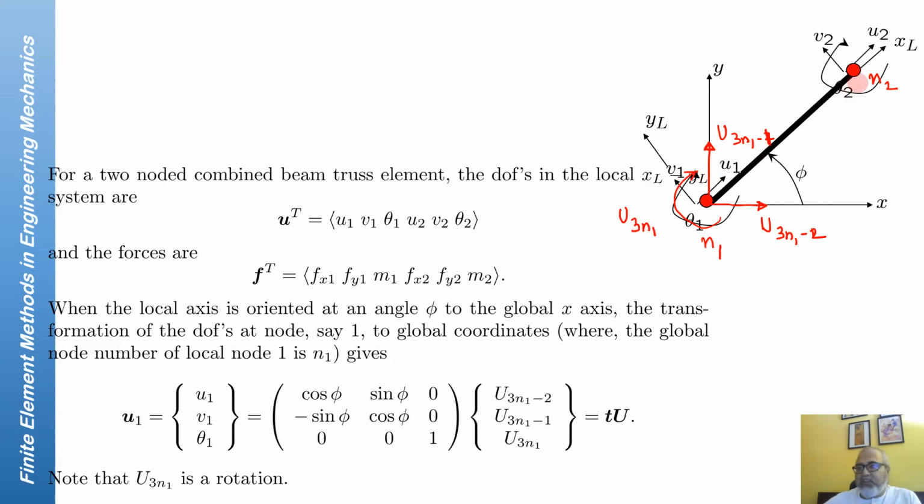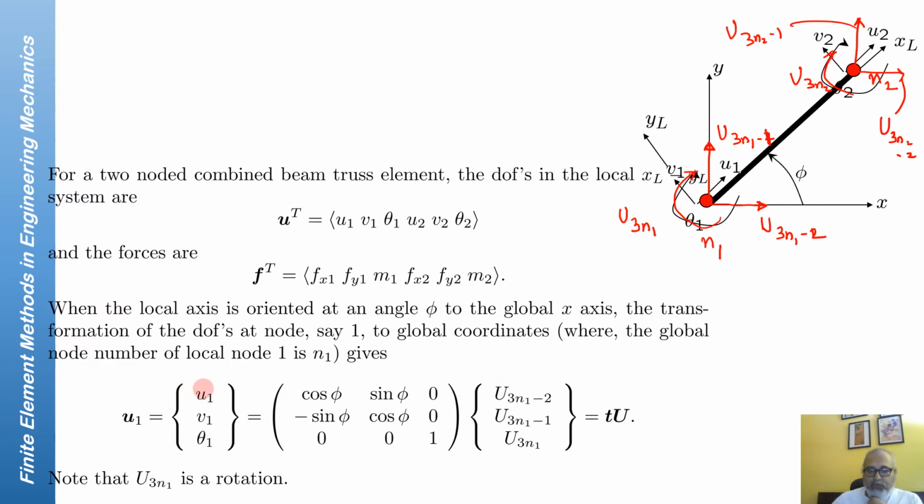And similarly here, you would have this as u3n2 minus 2, this as u3n2 minus 1, and this you will have u3n2. So these are the global coordinates for node number 1.